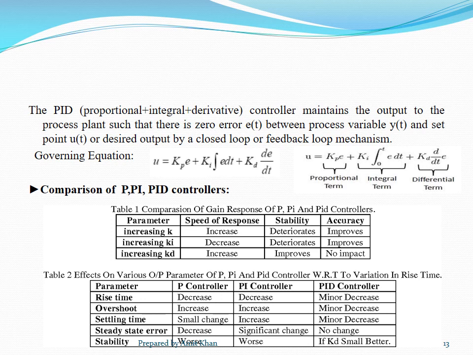Now there is a comparison of P, PI and PID controllers. The parameters are given. When we increase Kp, that means proportional gain, the speed of response increases, stability deteriorates and accuracy improves. When we increase Ki, that means integral gain, the speed of response decreases, stability deteriorates and accuracy improves. Increasing Kd, that means derivative gain, the speed of response increases, stability improves and there is no impact on accuracy. Also we can see that there are different effects on various output parameters of P, PI and PID controller with respect to variation in rise time.